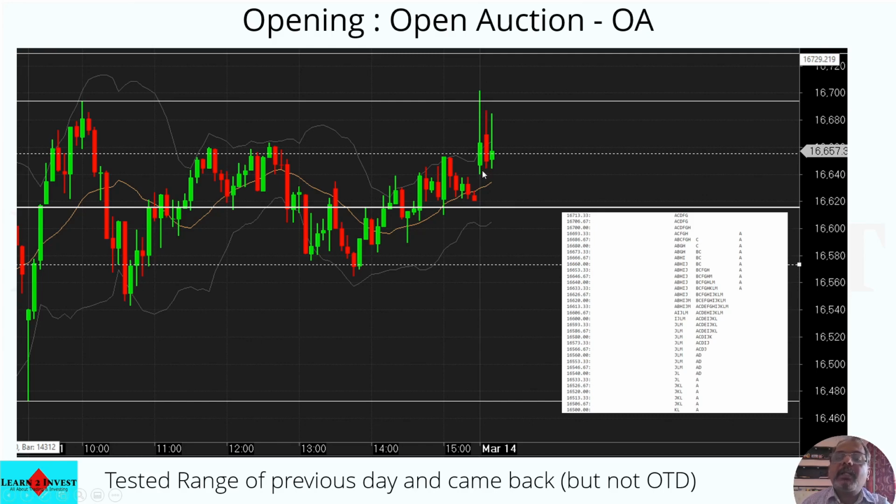When the market came down, it had to come back to the value area high, and that is where a lot of trading has happened. A lot of buying and selling is happening. So basically it's an open auction. There is a lot of auction.